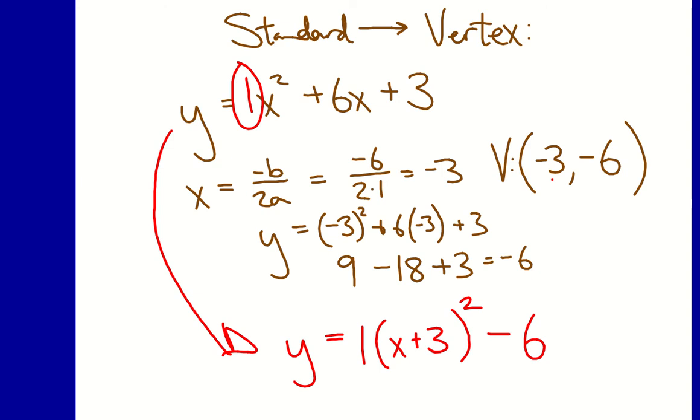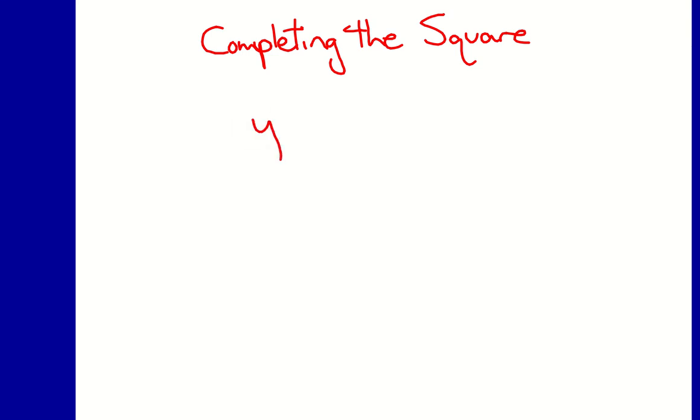The other way to convert from standard to vertex is called completing the square. And completing the square is a different topic that sometimes people think is harder than it needs to be, but it's actually not that bad. So with the same example, y equals x squared plus 6x plus 3. Completing the square is only going to be a really good option for you in this case when a is 1 and b is even. It's some sort of even number. You can do it when it's not, but that's what we're going to be sticking to for now, when a is 1 and b is even.